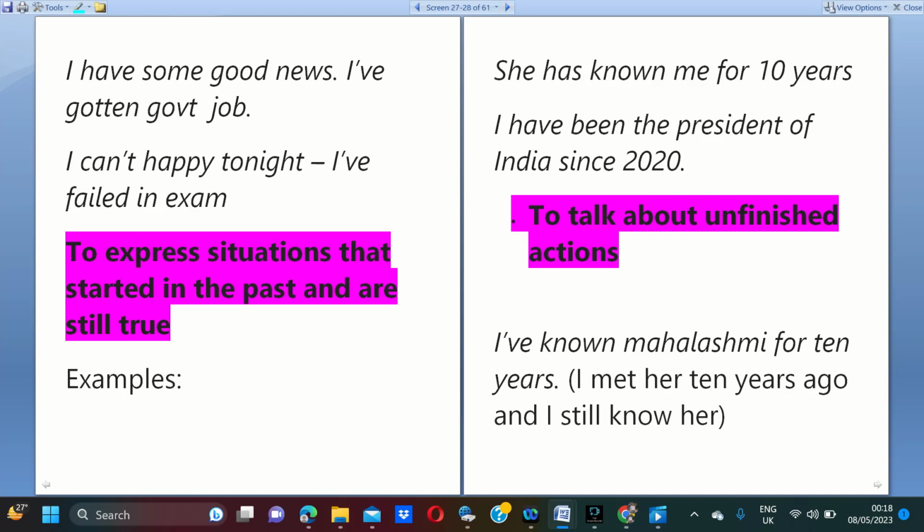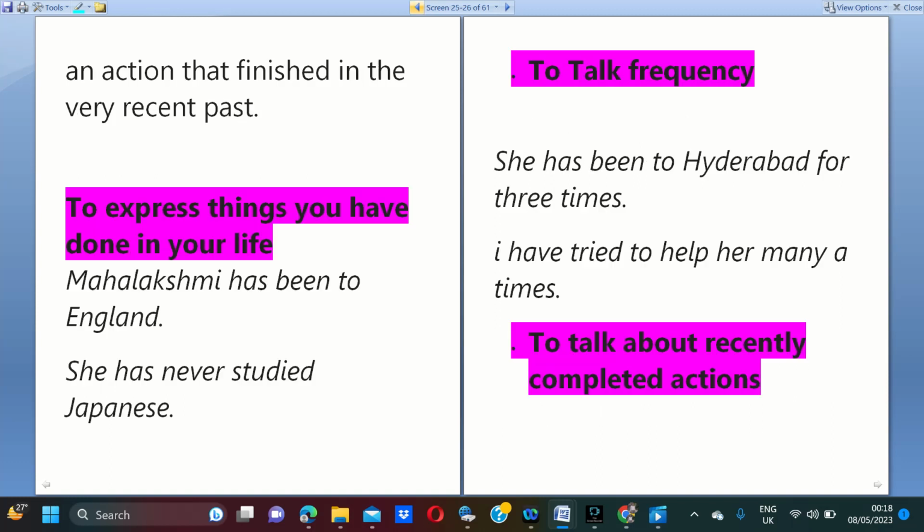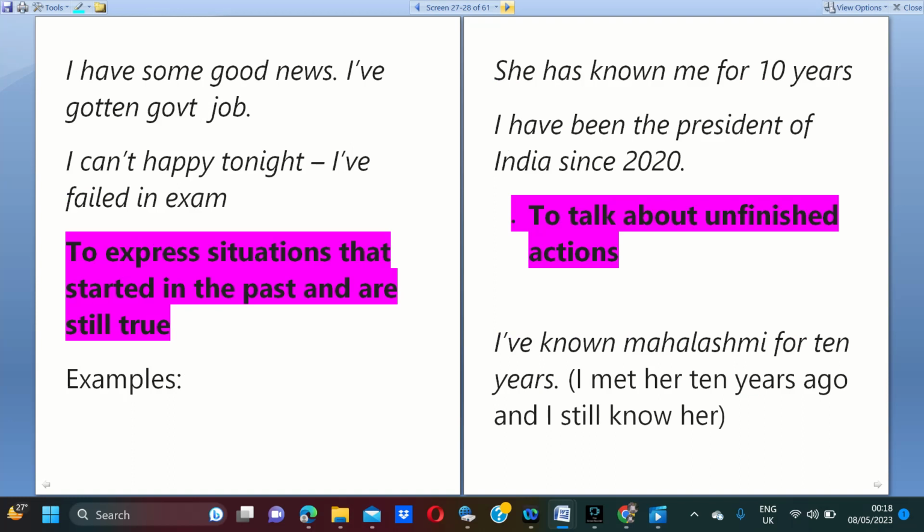I have some good news. I have gotten a government job. I can't be happy tonight. I have failed in examination. See, what is the condition here? To talk about recently completed actions. To talk about recently completed actions, we can use these kinds of statements. We can use them in combination with simple present.